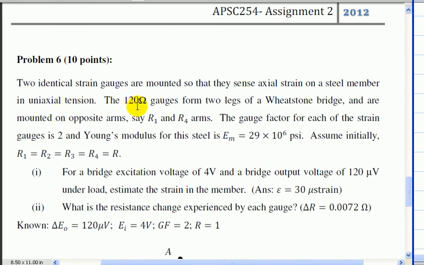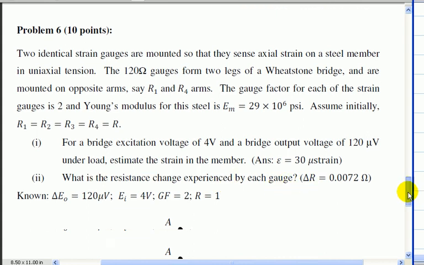Initially, the gauge is 120 ohms, and they're installed on the R1, R4 arm. The material of the bar has a Young's modulus of this much. Input voltage is 4 volts. The bridge output is 120 microvolts. Estimate the strain in the member, and what's the resistance change experienced by each gauge. So that's the question.